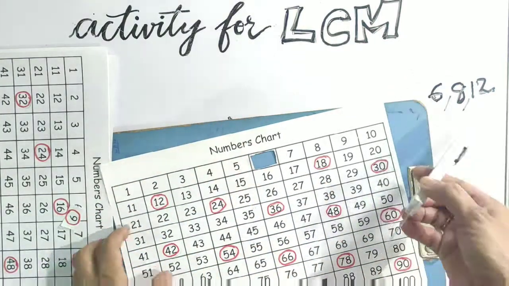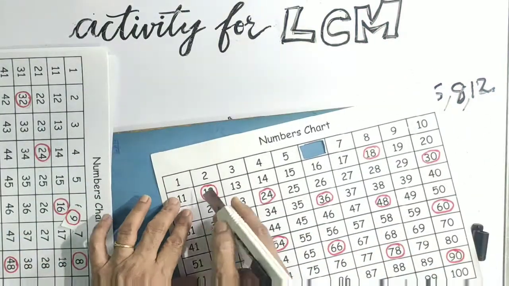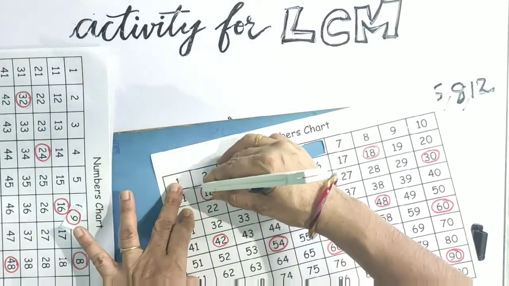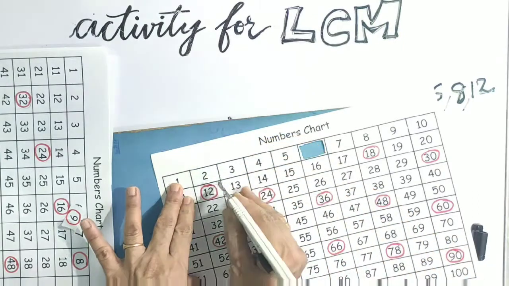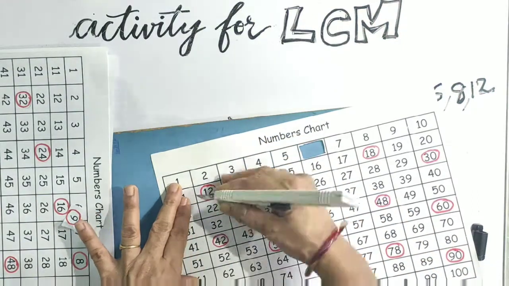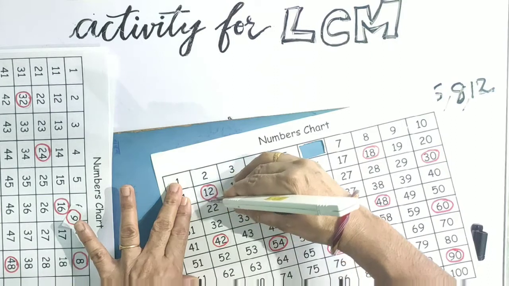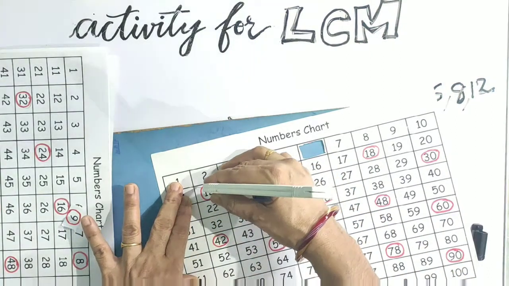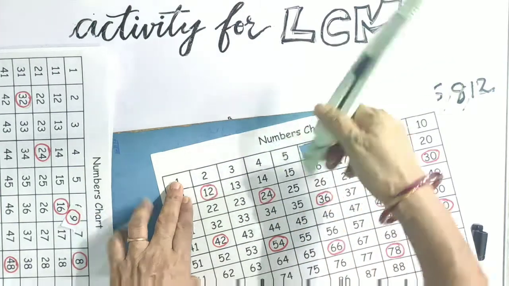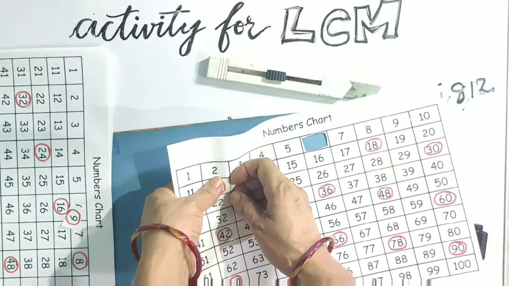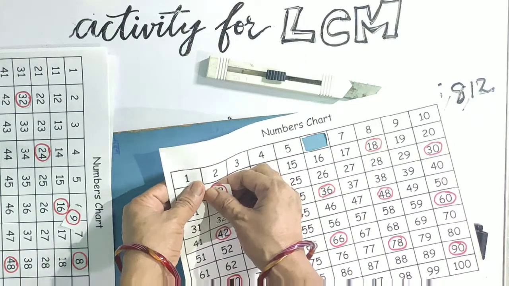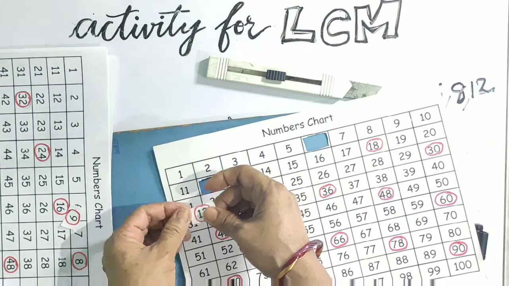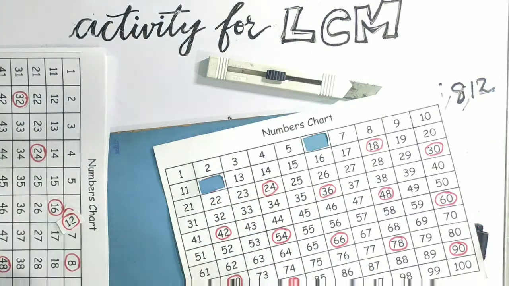Six. After that 12. So cut it with the help of the cutter. So in all the number charts you will have to cut all the multiples you have encircled. So these are the multiples of 6. 6 ones are 6, 6 twos are 12. So like this you will have to cut all the multiples.